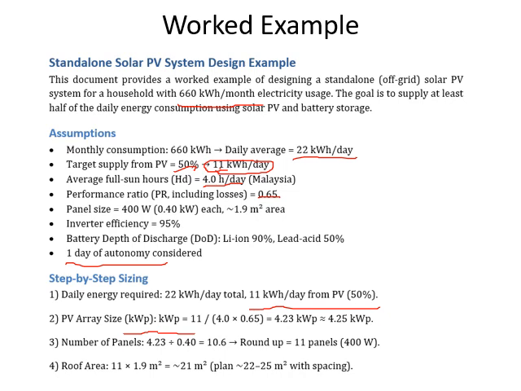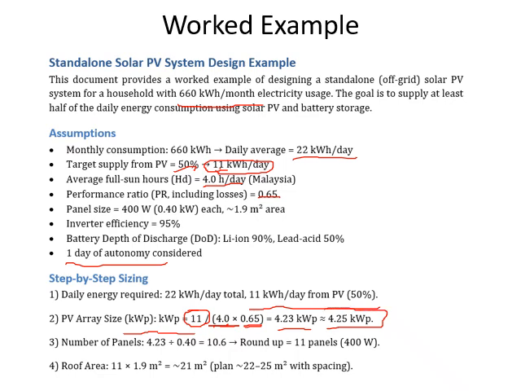The number of panels. So first we determine what the kilowatt power is: 11 kilowatt hour per day divided by the sun hour, which is 4. So kilowatt hour divided by hour, only kilowatt remains, but I won't be able to get it directly because there are some losses, so I have to divide by the performance ratio. Then I get that it's 4.23 or 4.25 kilowatt power. So this is under standard condition.